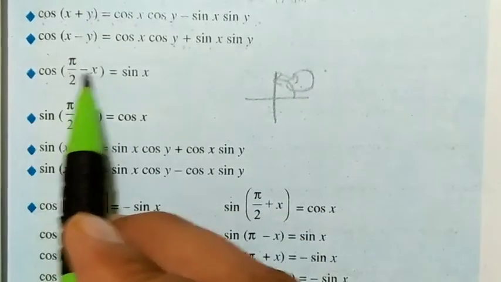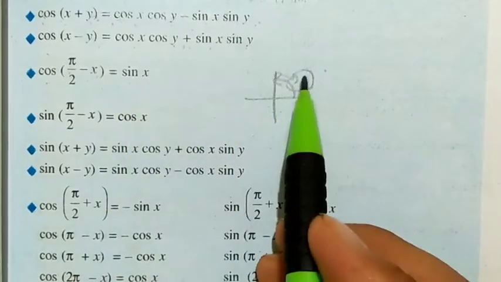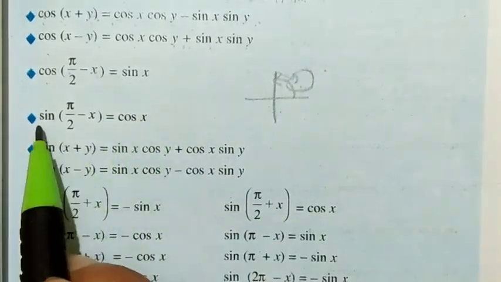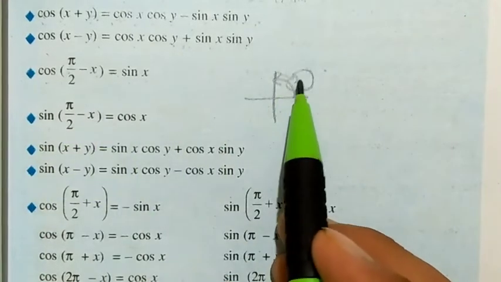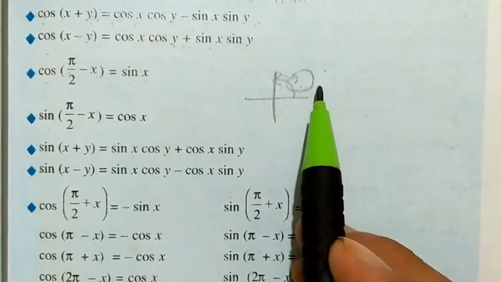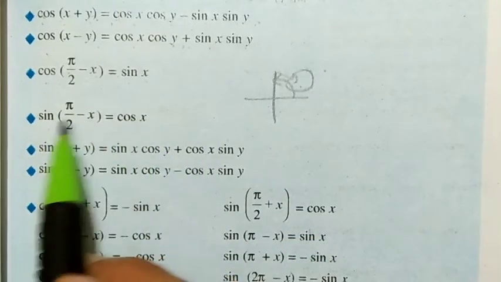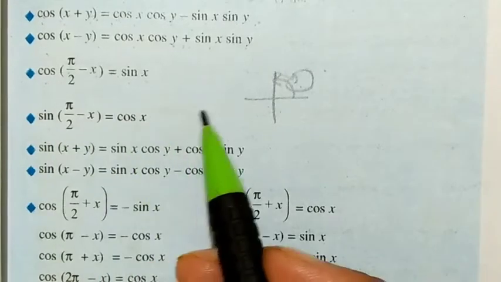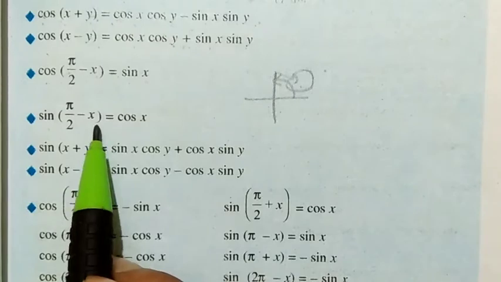So cos of pi by 2 minus x is sin of x. Okay, because this is in the first quadrant, so it's positive sign. Similarly, sin of pi by 2 minus x is again cos x. Similarly, you can say tan of pi by 2 minus x is cot x, cot of pi by 2 minus x is tan x, sec of pi by 2 minus x is cosec x, cosec of pi by 2 minus x is sec x.